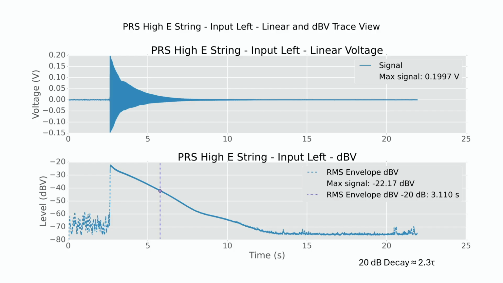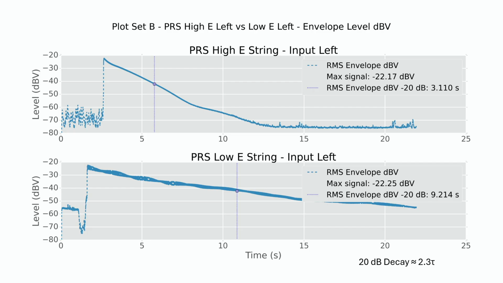I turned it into sort of an RMS envelope, and you can actually see that it now decays at more of a flat rate, instead of this curve. It ends up that to go down 20 dB took about 3 seconds. I know the electrical engineers in the crowd are going to go, oh, but Gary, that's 20 dB. That's not time constants. I got you covered. That's about 2.3 tau.